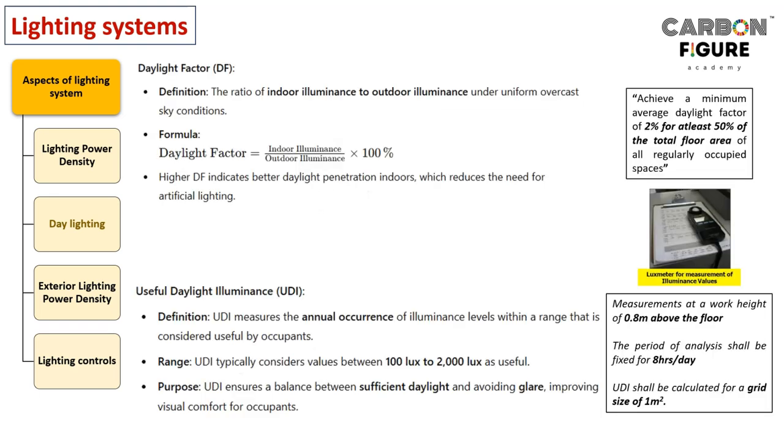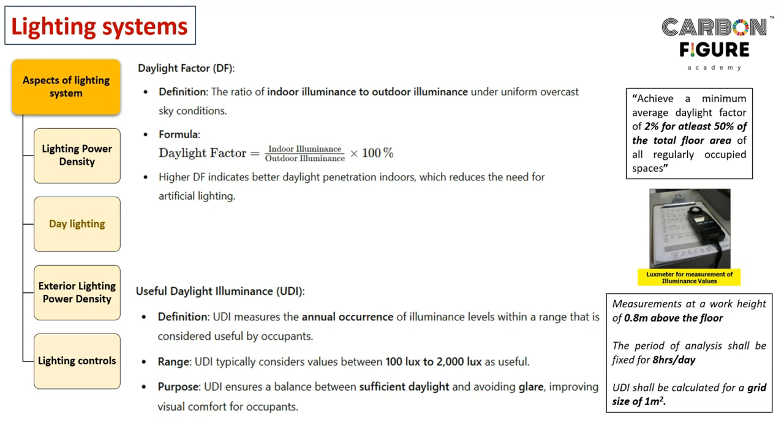In terms of daylighting, how is it measured? We have the term called daylight factor, DF. It is the ratio of indoor illuminance to outdoor illuminance under uniform overcast sky conditions, expressed as a percentage. Indoor illuminance divided by outdoor illuminance times 100%, right? A higher DF indicates better daylight penetration indoors, which reduces the need for artificial light.